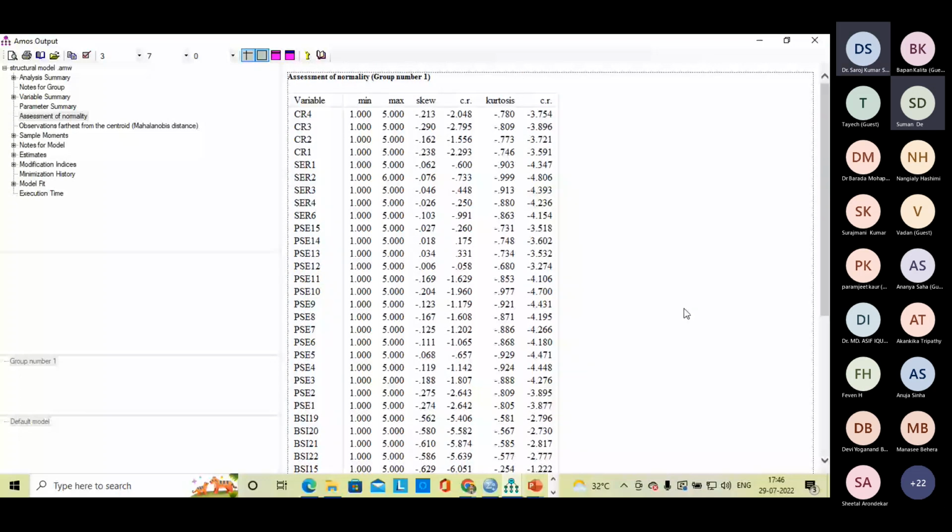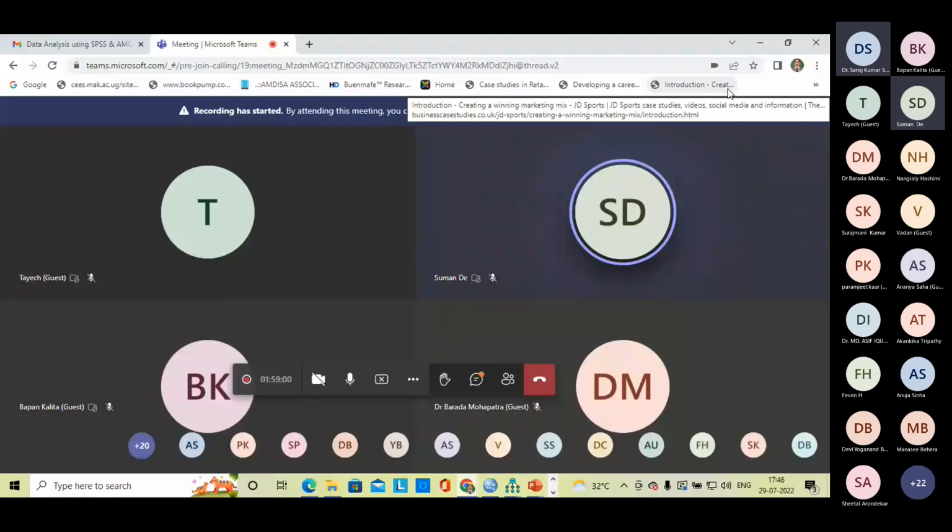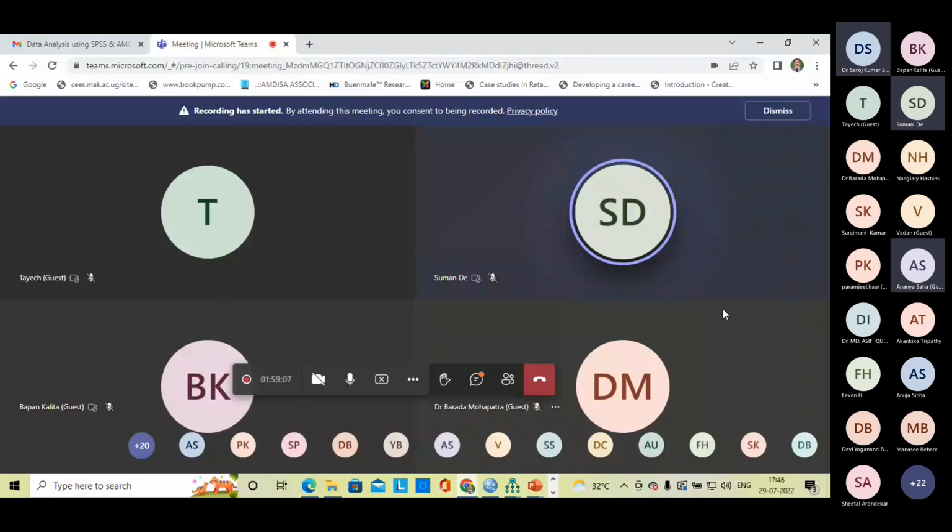Now, how will you test the multivariate normality assumption in SPSS? Suppose somebody is saying, in your MANOVA, multivariate analysis of variance, you require the multivariate normality assumption. In your ANOVA, you may go by univariate, but in your MANOVA, you require multivariate. Suppose somebody asks, apart from AMOS, how can I test the multivariate normality assumption? So go to SPSS, there is an option Graph.